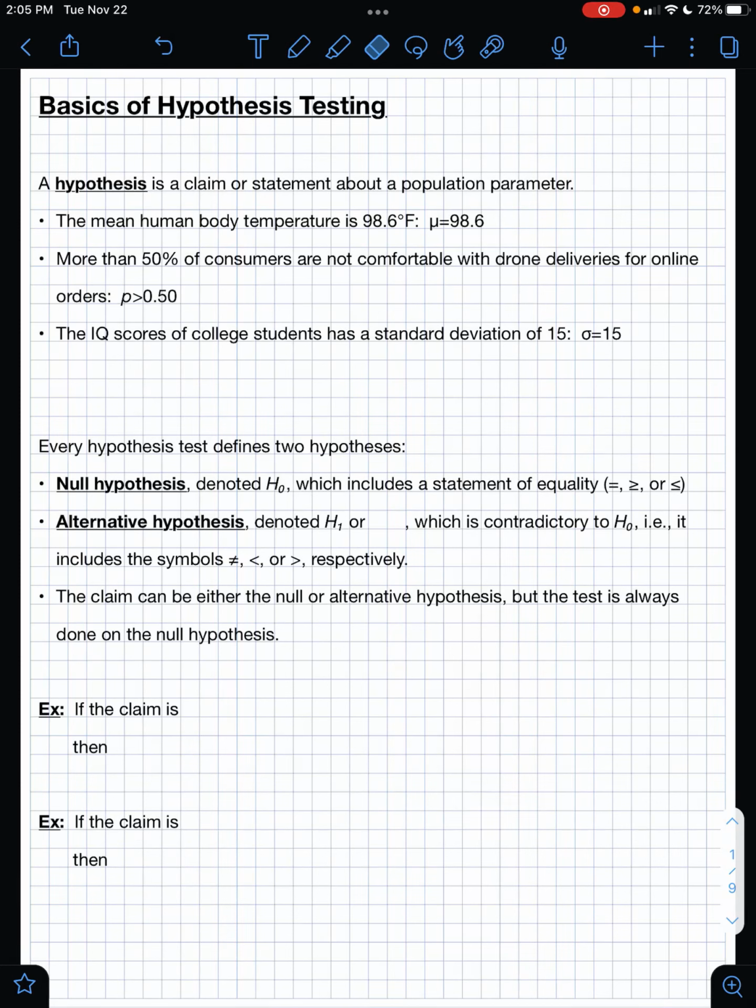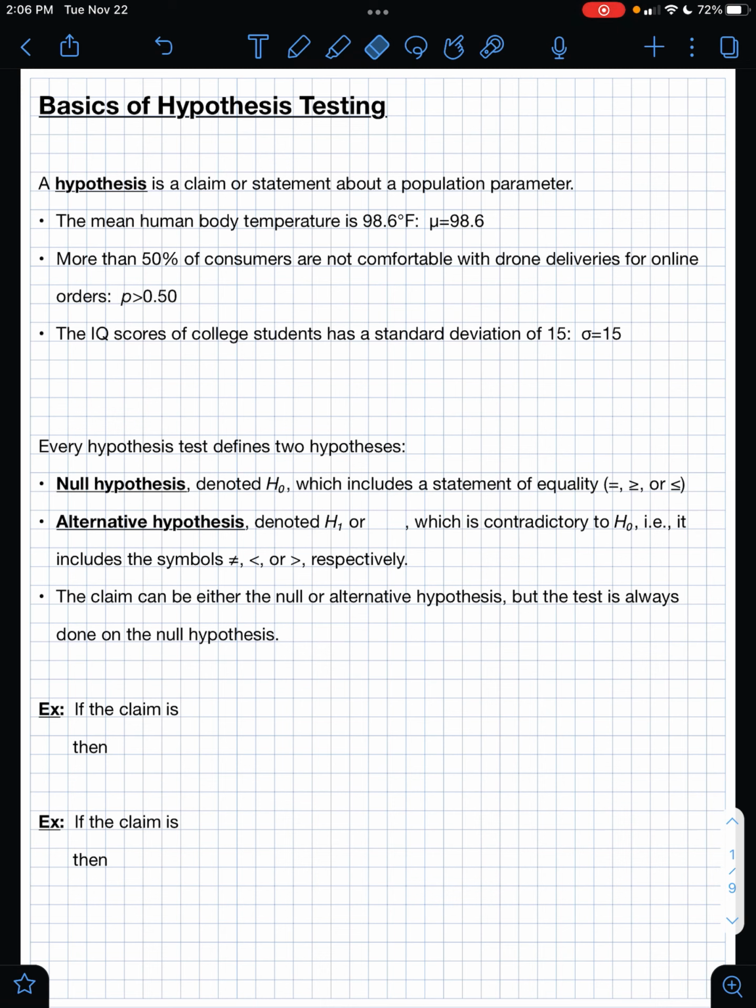This lesson is going to talk about the basics of hypothesis testing. We're going to introduce the terminology and some of the concepts that go with it, and a little bit of the mechanics of it. The actual performing of a hypothesis test will be done in subsequent lessons. But for now, we're going to talk about what a hypothesis test is and how it works.